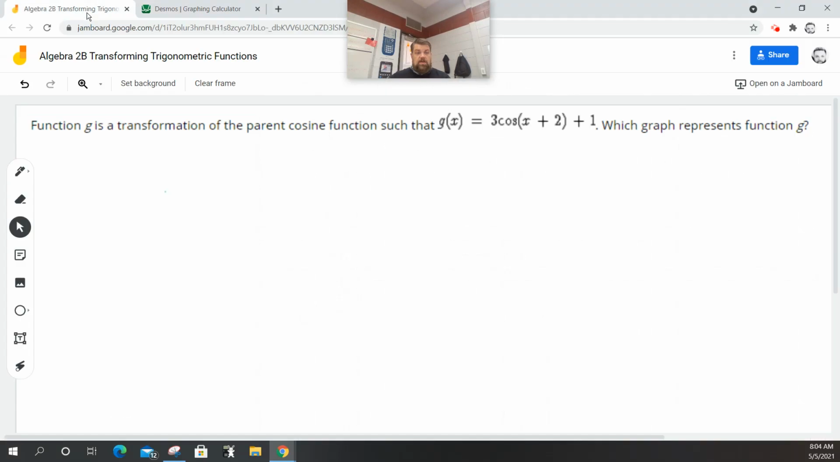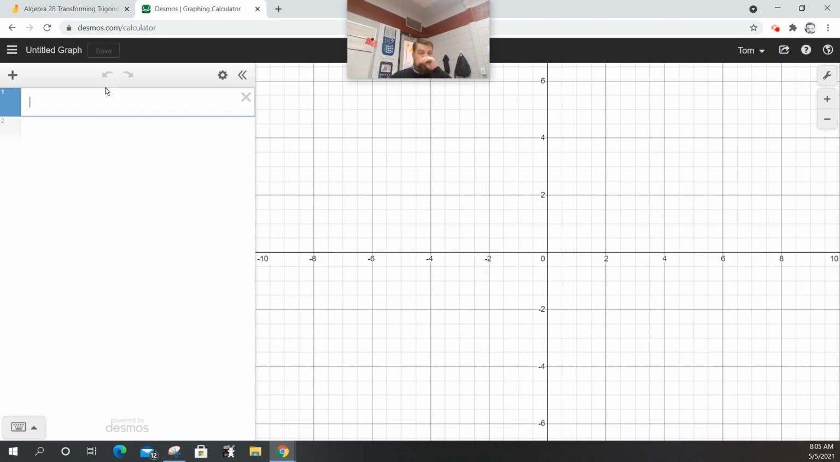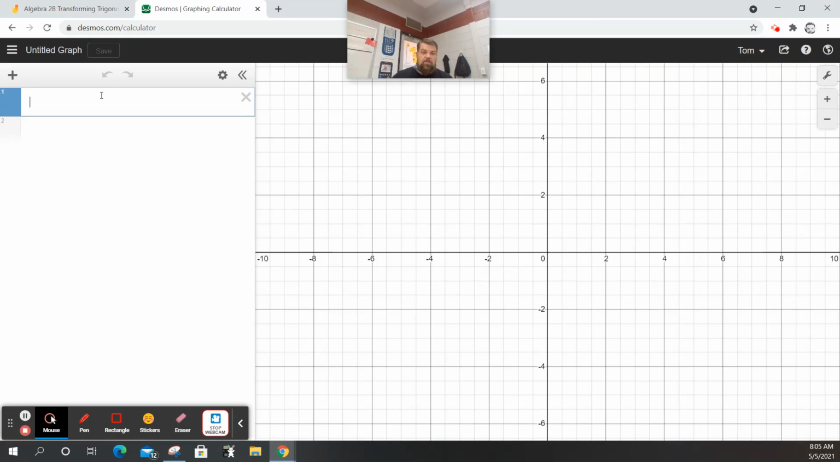All right, so on this next one, it says the function g is a transformation of the parent cosine function such that g of x is equal to 3 cosine of (x plus 2), close parentheses, plus 1. Which graph represents g? Now, we could just put this in a graphing calculator and see, but I'm going to try something different.